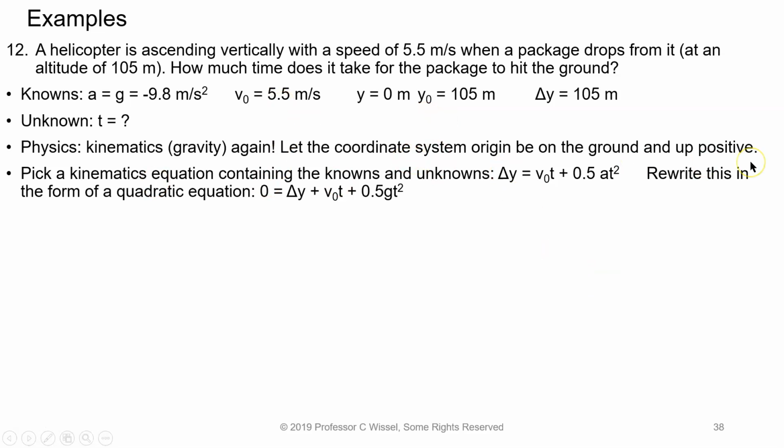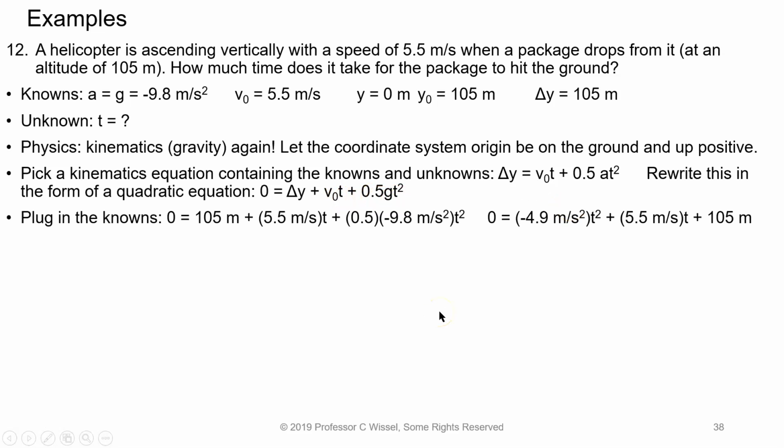We're going to have to rewrite this and put it in the form of a quadratic equation, which is, of course, why I picked this problem. So 0 equals delta y plus v naught t plus 1/2 g t squared. At this point, this is one of the few times when I suggest that you plug in the knowns, because sometimes things drop out. And it's a little harder to solve a quadratic equation using symbols than it is to simplify some of this. One of the few times I suggest that you put the numbers in.